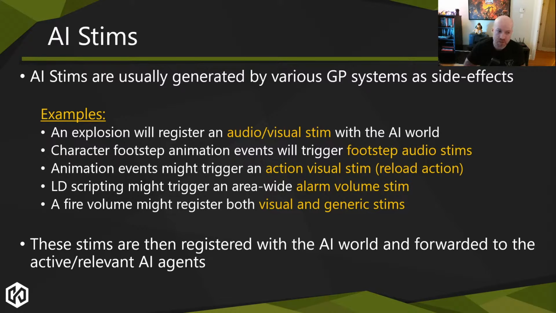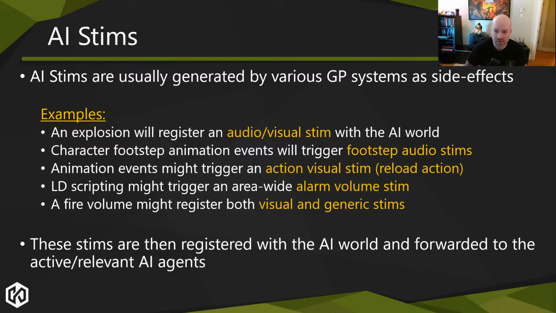LDs might want to put volumes that they can turn on and off. So they might put an alarm volume in an area. And if the player messes up, then they would enable that volume and then all the AI will magically know that there's an alarm or something. These stims can come from any system and any place. The main thing is that once they are spawned, they will get registered with the AI world, and then we will forward them to whatever agents care about them to a large degree.